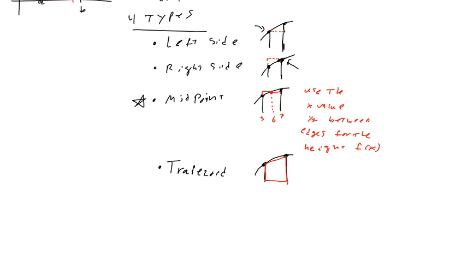It's a trapezoid because you have two parallel sides. This side here is parallel to this side, and two non-parallel sides. These are not parallel, right? Two parallel sides and two non-parallel sides.